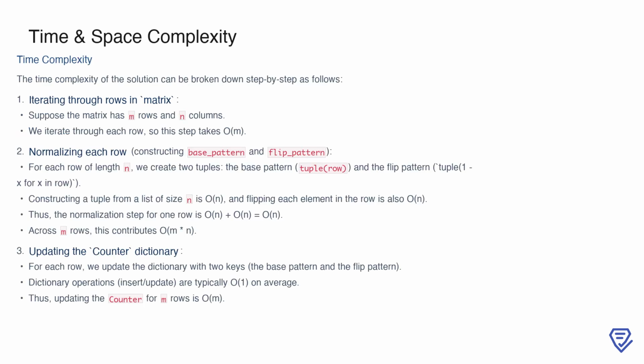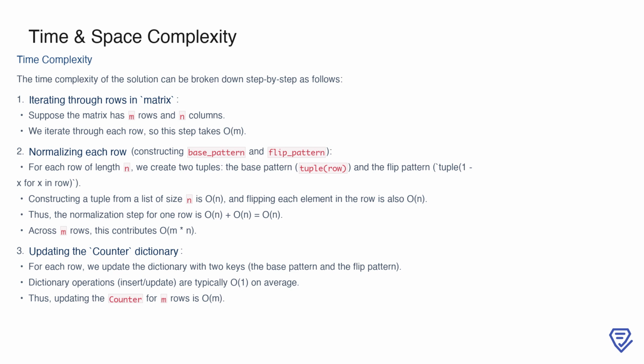To analyze the time complexity of our solution, let's break it down into its key components. First, we iterate through all the rows in the matrix. If the matrix has m rows and n columns, this initial iteration takes O(m) time.